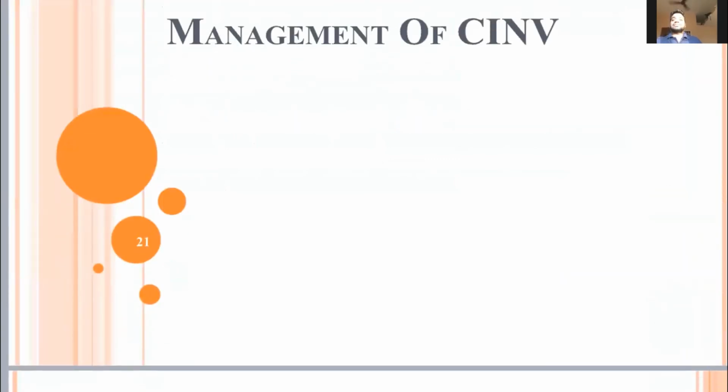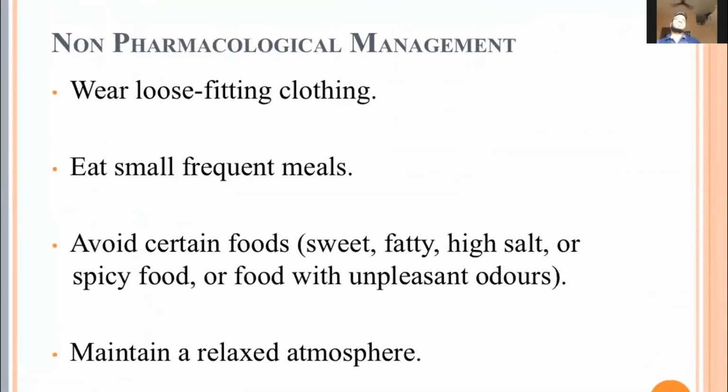Okay, now we'll see the management of chemotherapy-induced nausea vomiting, how you can treat this. We have non-pharmacological management. You can advise the patient not to wear tight fitting clothes, because that can make the patient feel uncomfortable and vomit. So wear loose fitting clothes, and rather than eating a huge amount at one time, suggest they split their meals into small portions and take frequent meals. Okay, eat small but frequently.